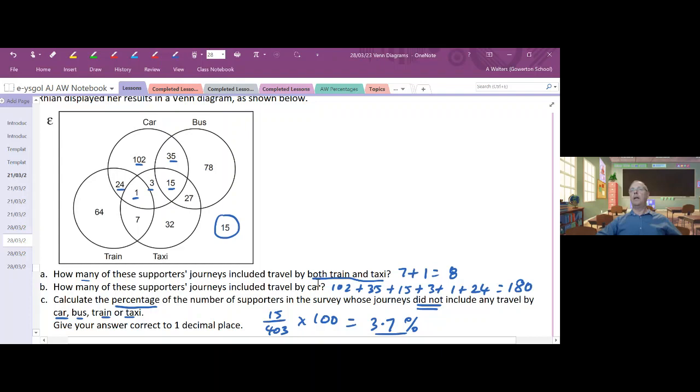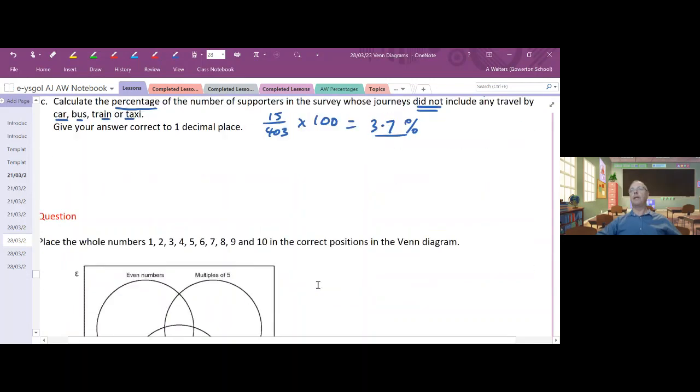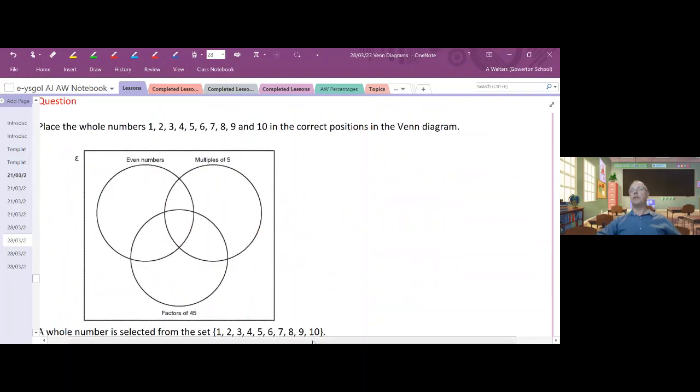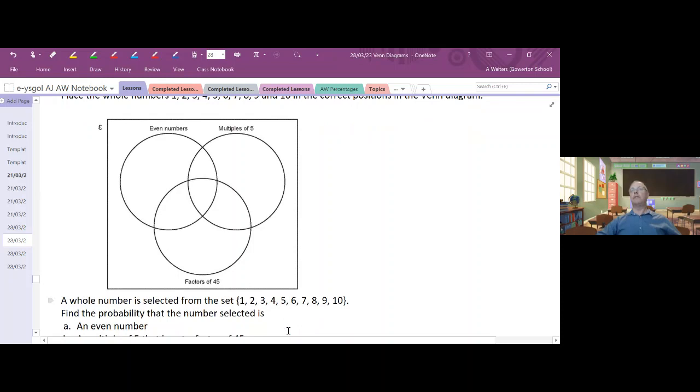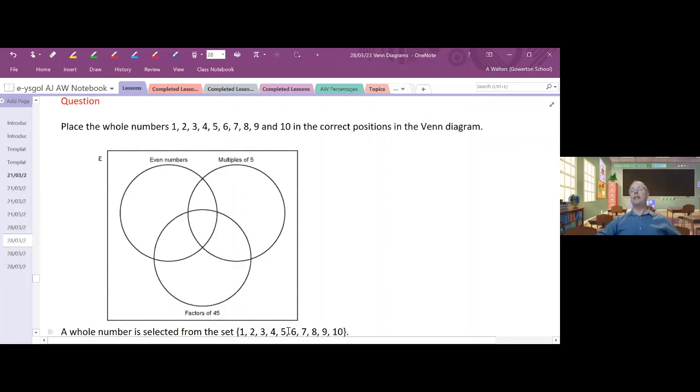Okay, pause the screen if you want a closer look at that. I'm going to move on. So going back to the questions we had at the beginning, I want you to place the values 1 to 10 in the Venn diagram. Once again, I would suggest you list out the even numbers. Pause the screen and try it. I'm going to go through the answer now. The even numbers are 2, 4, 6, 8, and 10.